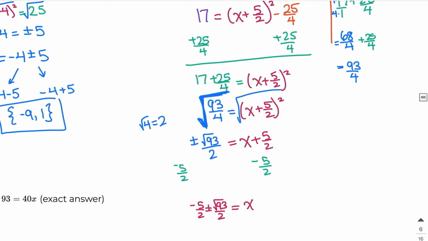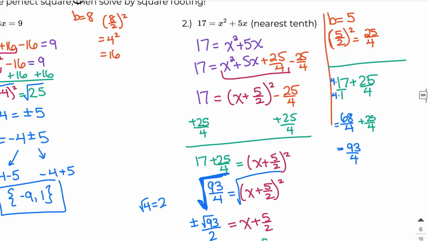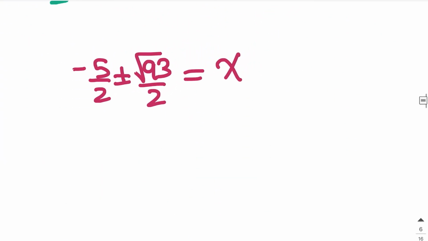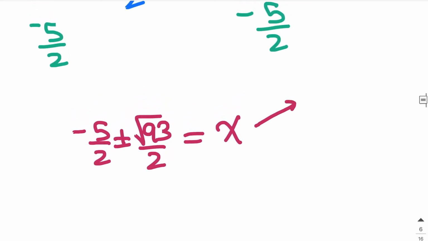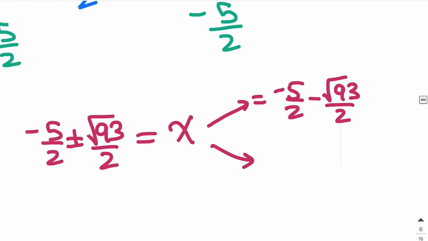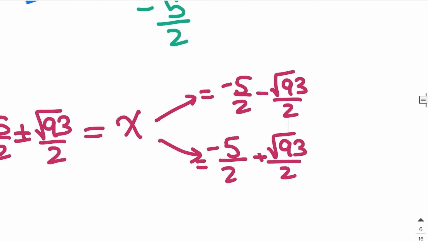Okay? And then the directions say to round this to the nearest tenth. So what does this mean right here? This is going to tell me that one of my answers is going to be negative 5 over 2 minus the square root of 93 over 2. And then my other answer is going to be negative 5 over 2 plus the square root of 93 over 2.